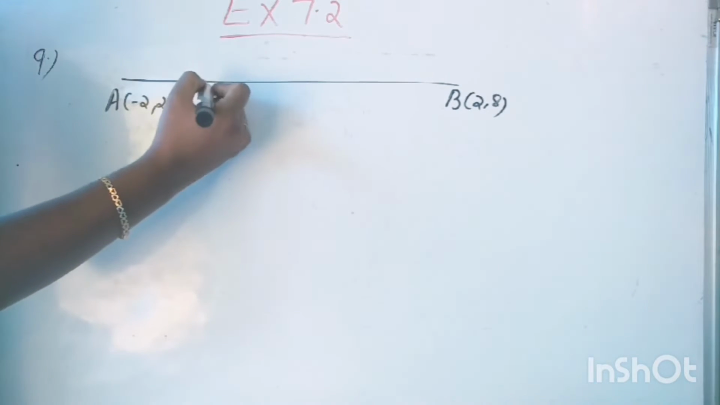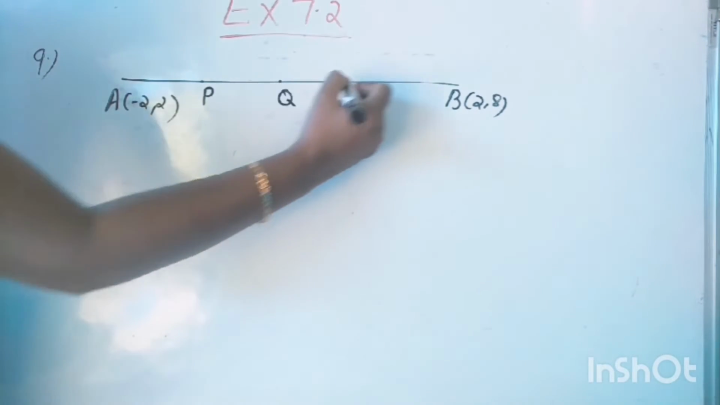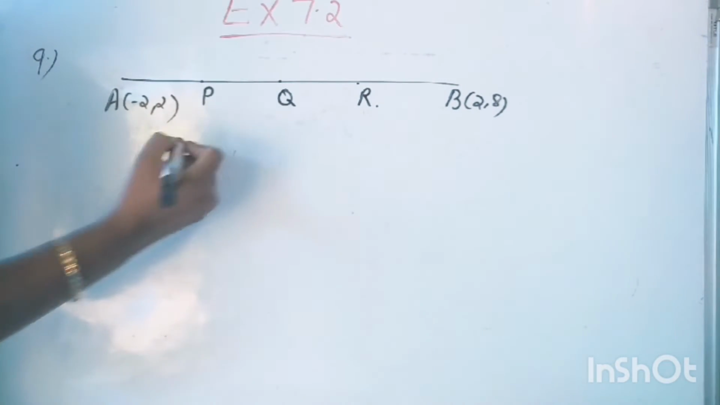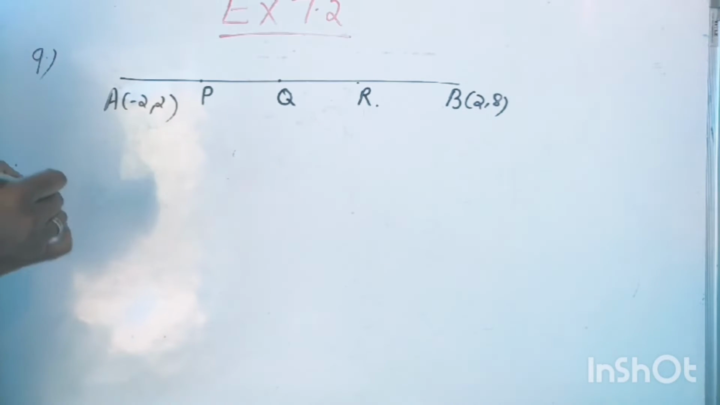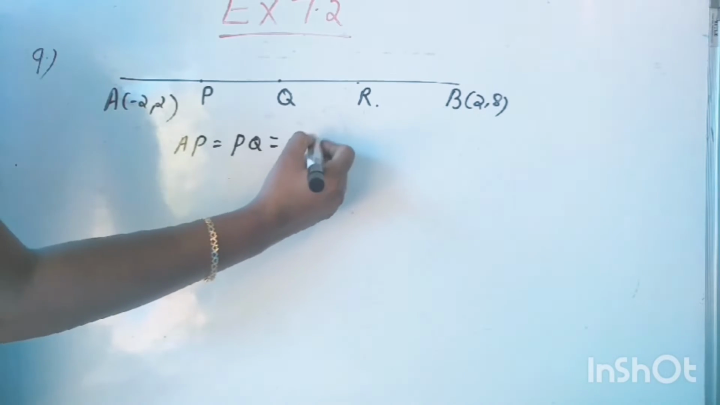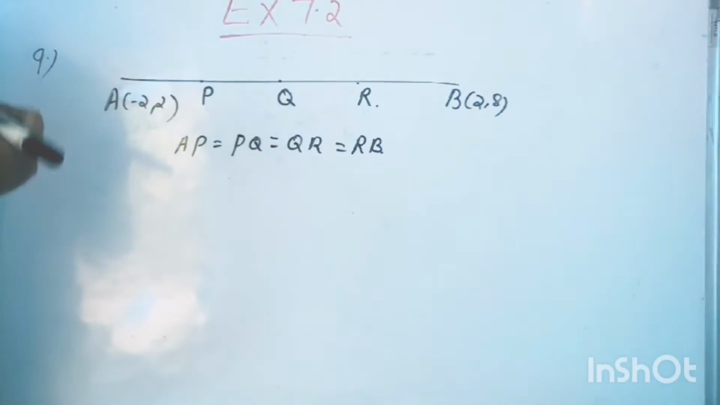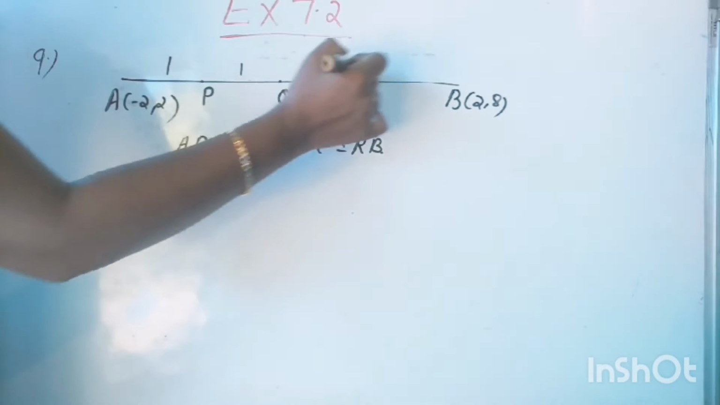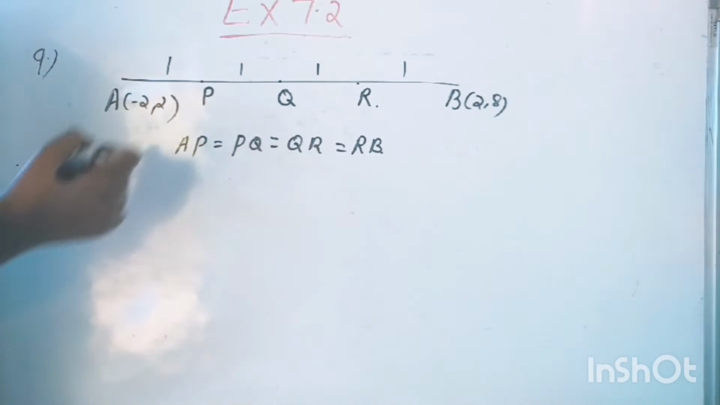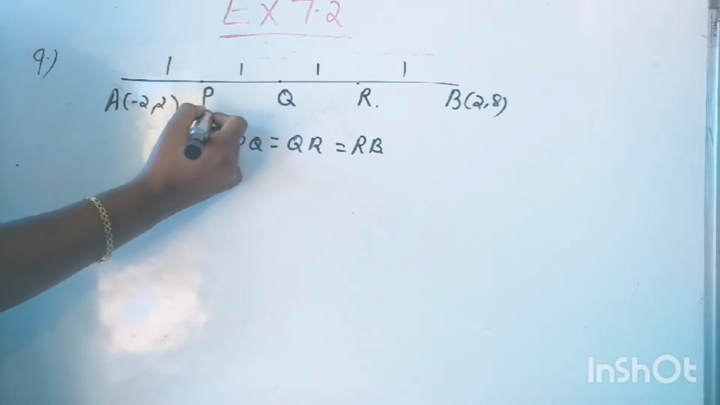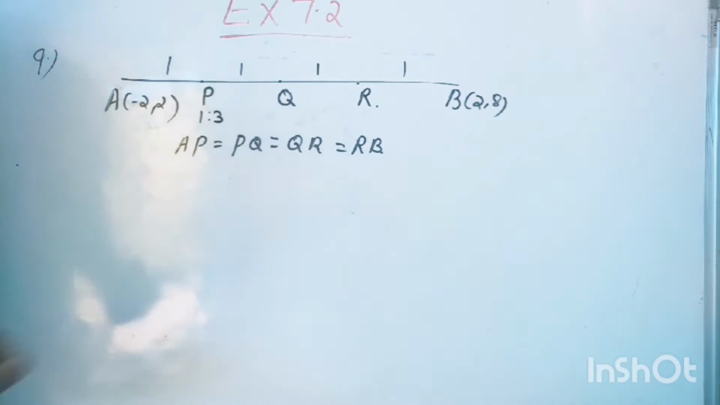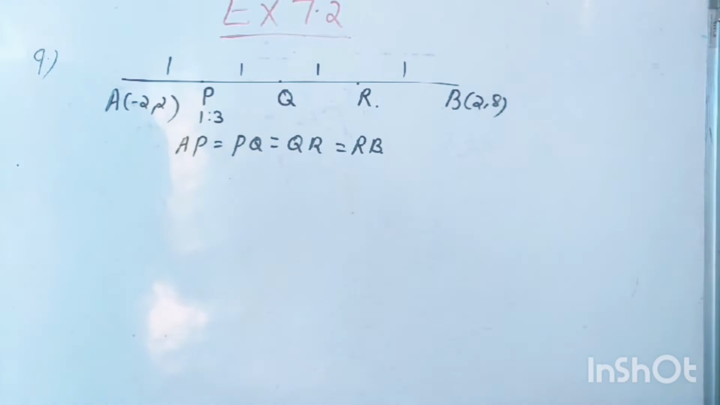Now we are going to divide this line into 4 equal parts. P, Q and R be the points which divide our line into 4 equal parts. That means AP is equal to PQ is equal to QR is equal to RB. Since it is equal parts, we can write it as 1, 1, 1, 1. Now consider this P. To the left of this P we have only one part, and to the right of this P we have 3 parts. That means this P divides a line AB in the ratio 1:3.